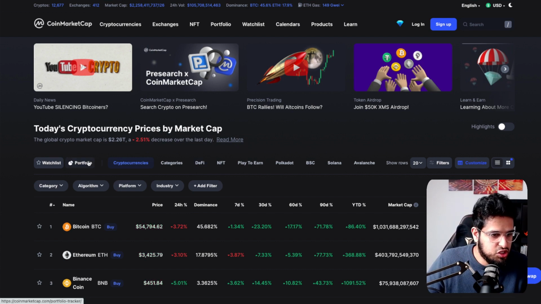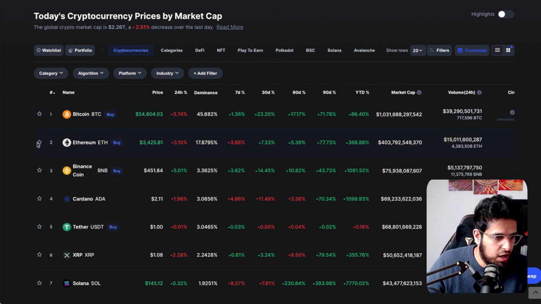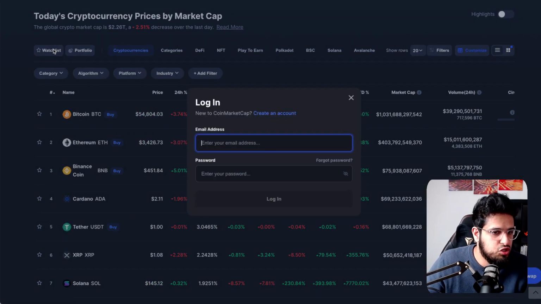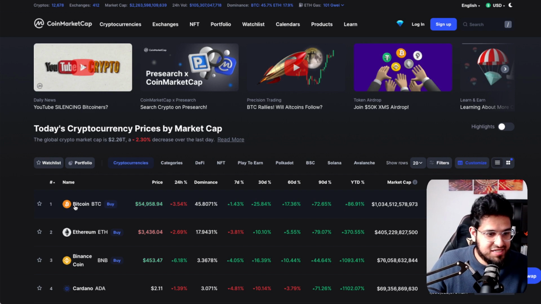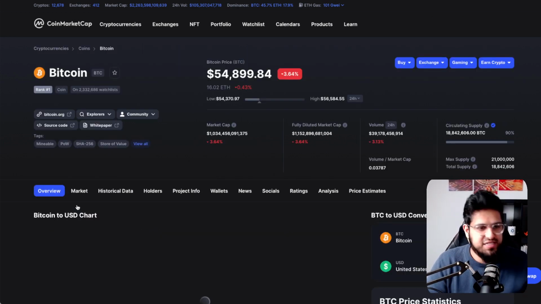Now, the other thing which you can do is create a watch list. So you can see these stars next to each crypto. If you go ahead and star any of these crypto, they will go into your watch list. Okay, so now let's click into a coin. So we'll click on Bitcoin and we'll see all the different things now which you can see.